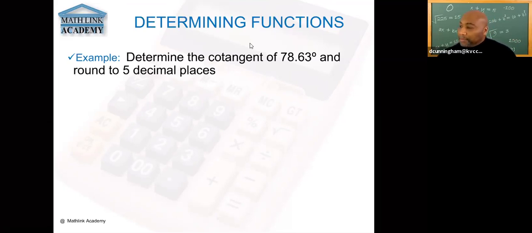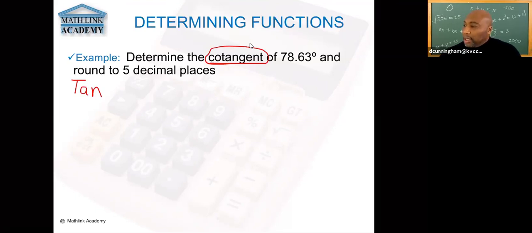So in this example, we're looking at the cotangent. You have to ask yourself, what other function is reciprocal to the cotangent? You've got to know that. In our case, a lot of you know already, it's going to be the tangent. So you're going to have to use the tangent function on your calculator to figure out the cotangent. You've got to know the relationships. Let's use this one to show you how to do it on your calculator.